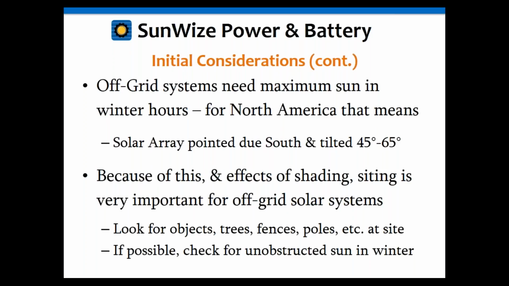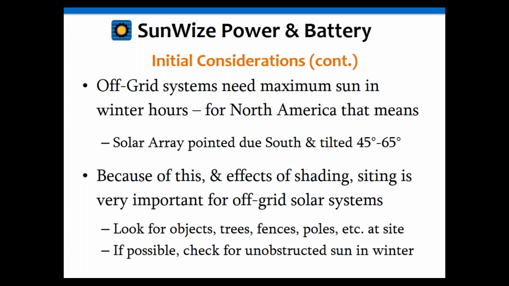Along with that, another consideration to keep in mind is that for off-grid systems in North America, you're trying to maximize the energy to the load in the month with the least amount of sunlight, and generally that's going to be the winter. So you're always going to target that winter month, December or January, because that's the month with the shortest amount of sunlight in North America.